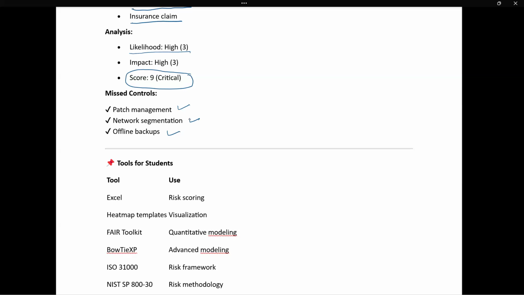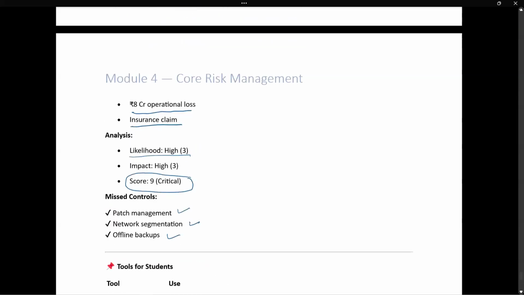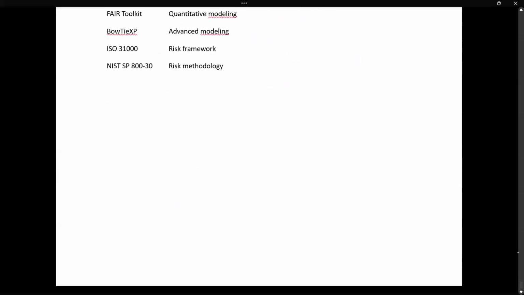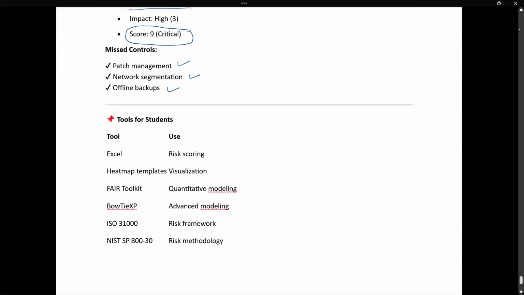Another thing suggested here is network segmentation. Why? Because if you remember, the hackers were trying to encrypt the entire network, network-wide encryption, right? So if you have segmentation in the network, you can basically save some of the networks, and you only lose that particular network segment.